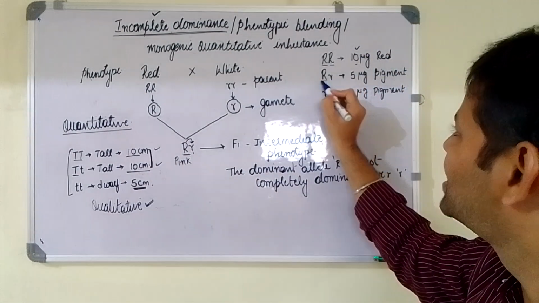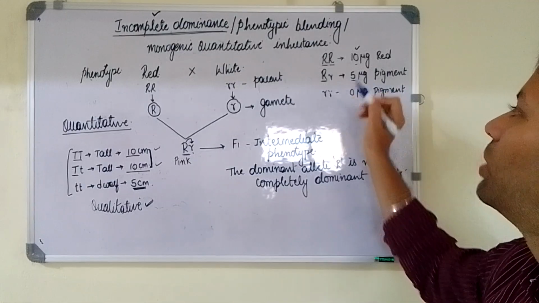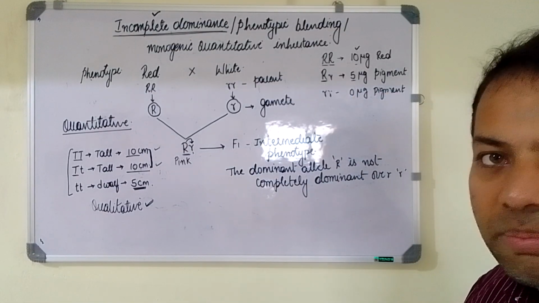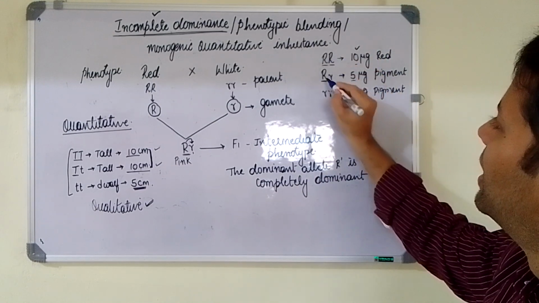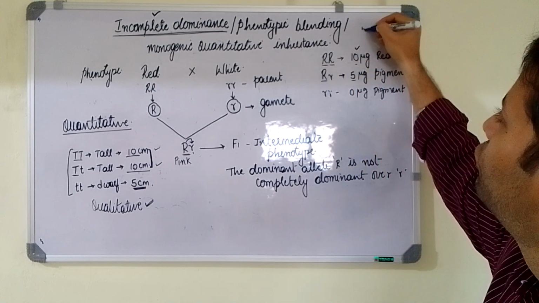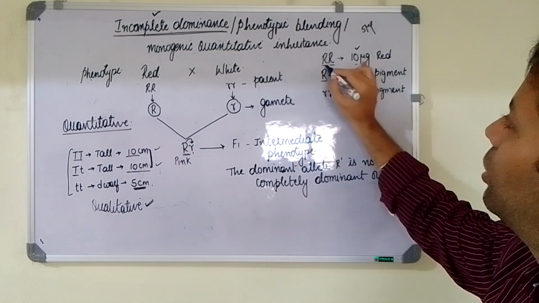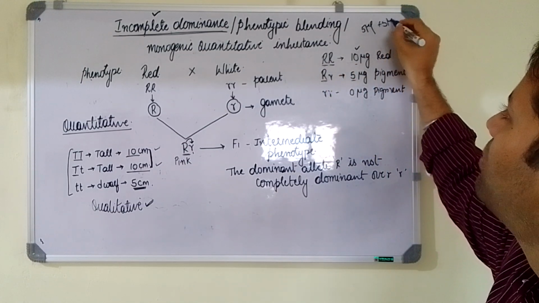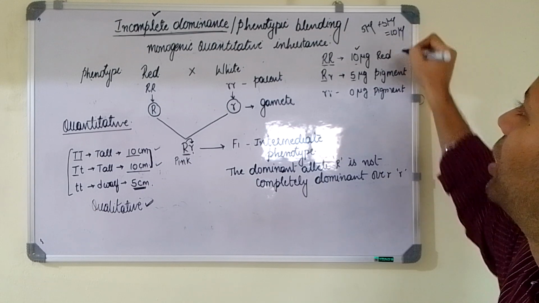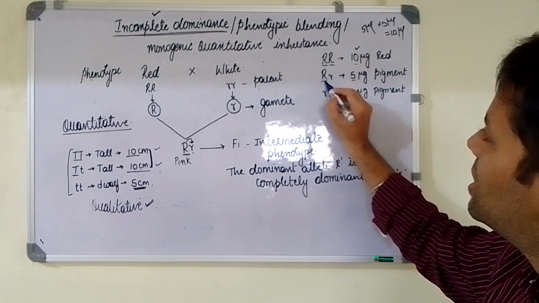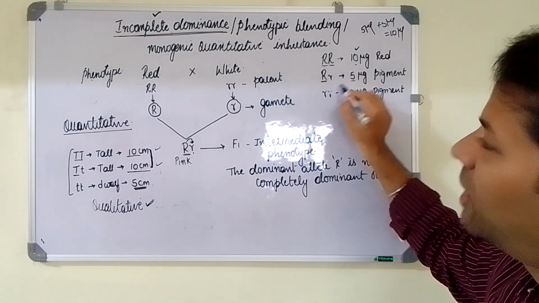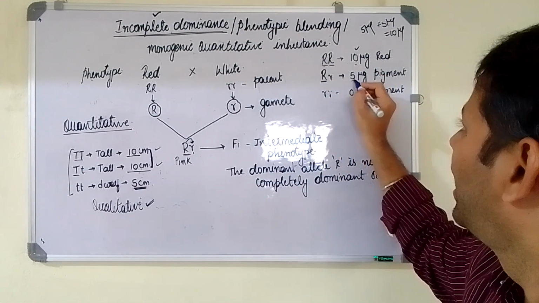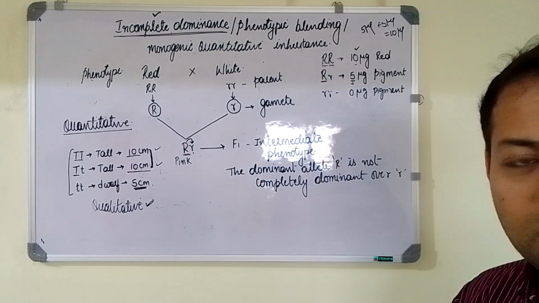When there is only a single dominant allele, we are getting how much? 5 micrograms of the pigment. Now, if you see the difference here, each allele is contributing 5 micrograms. When there are two dominant alleles, 5 plus 5, we are getting 10 micrograms. But when there is only one dominant allele, the amount of red colored pigment produced has decreased by 50%.